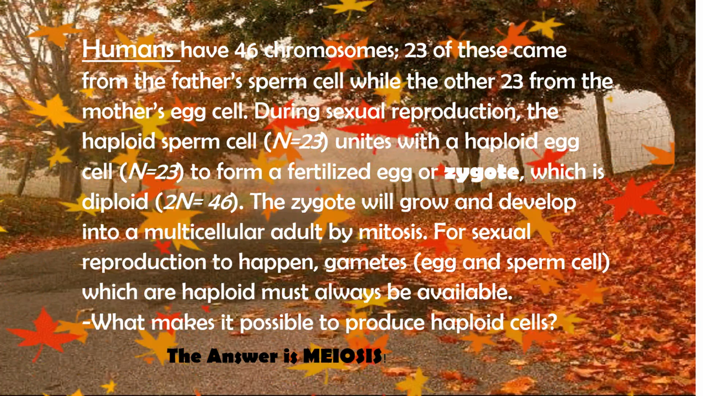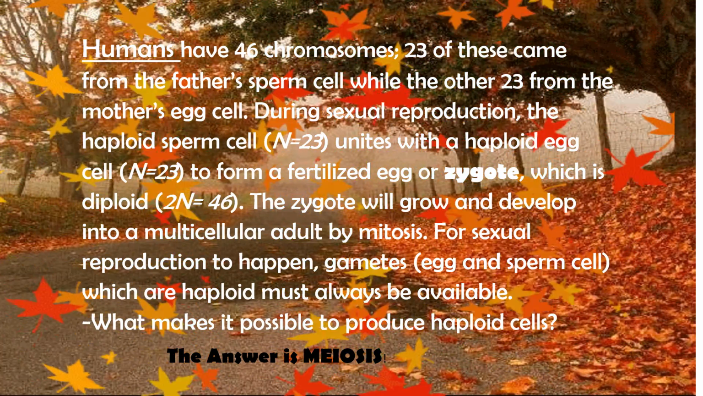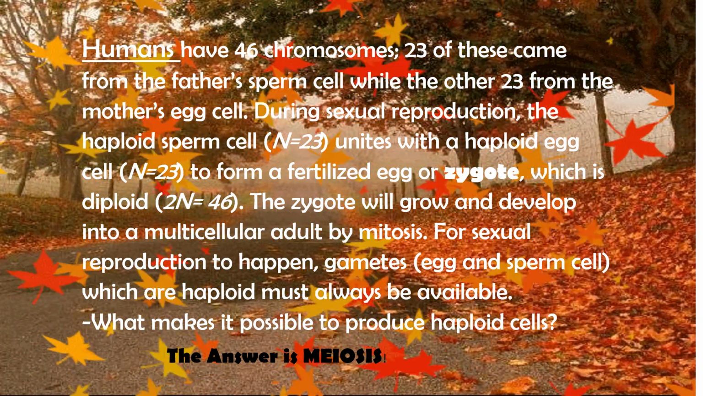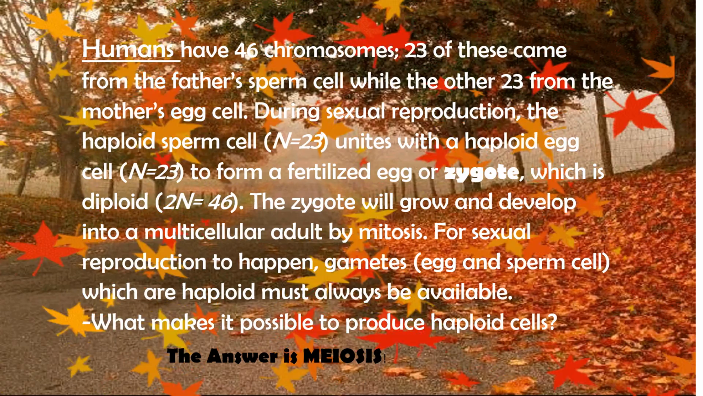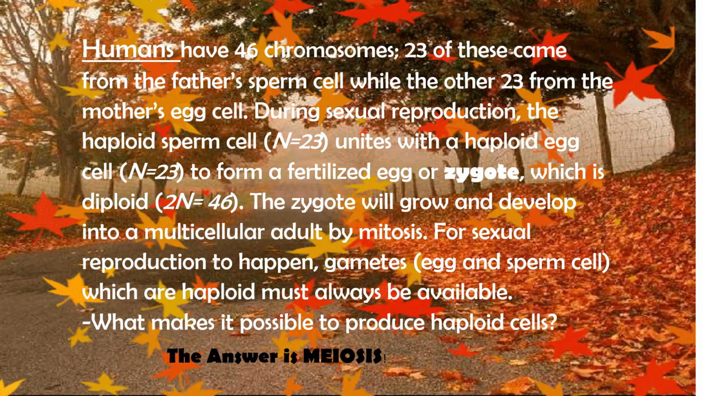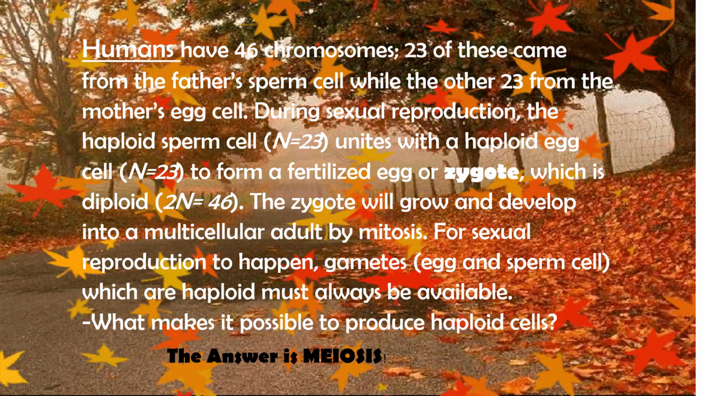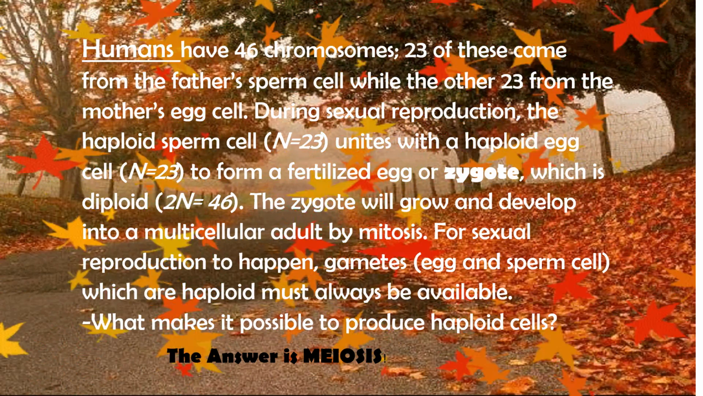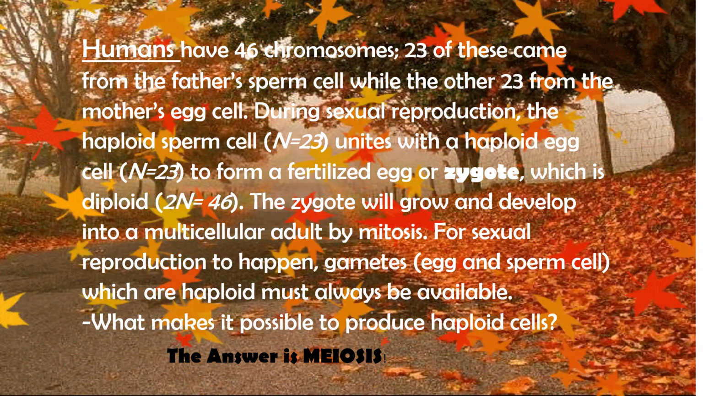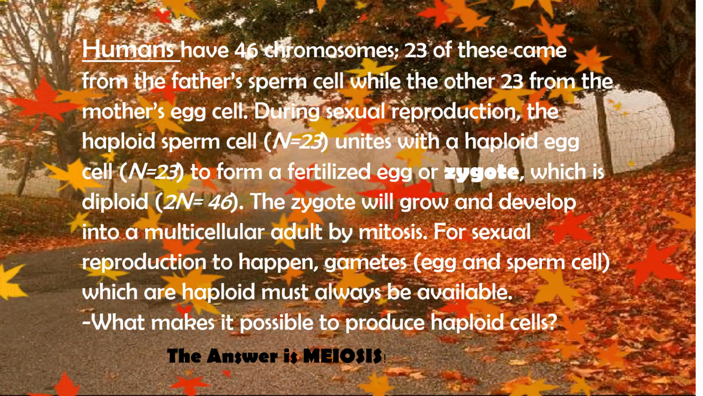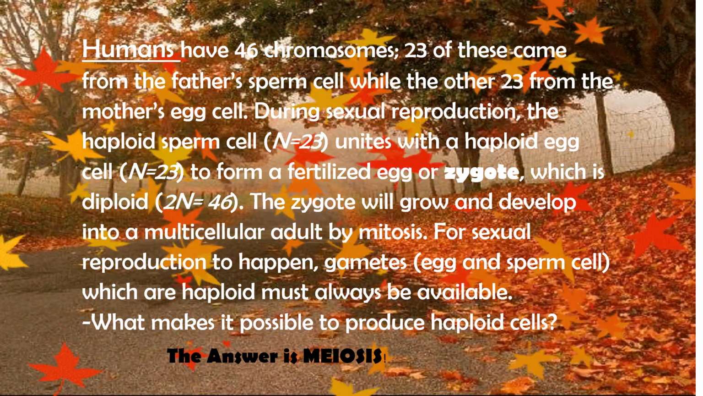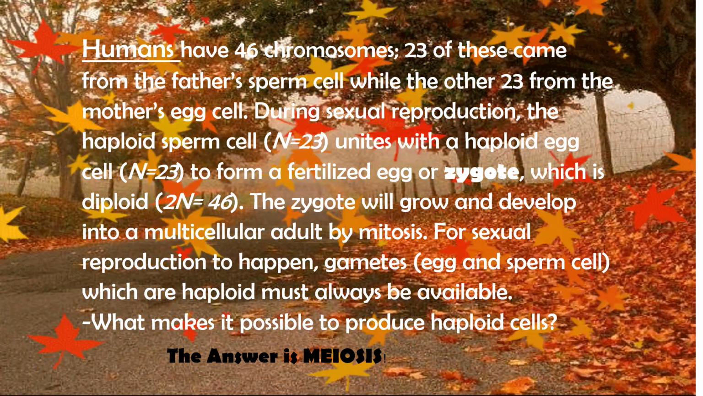For sexual reproduction to happen, gametes, which are the egg and the sperm cell and are haploid, must always be available. So what makes it possible to produce haploid cells? The answer for this is meiosis.